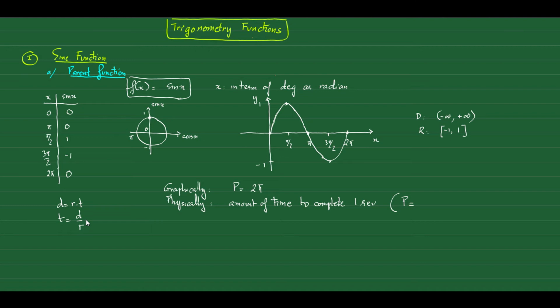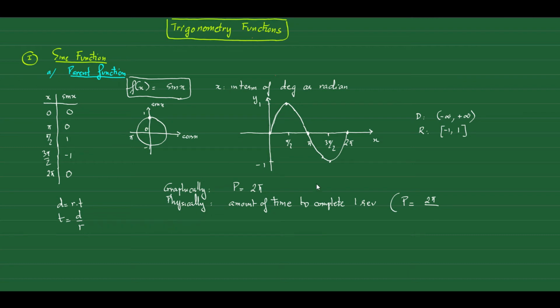D over R. And D is what? D could be, as I said graphically, the distance when you travel from 0 to 2 pi. R is the radius, which is the speed when we talk about linear velocity. It's a V, you know.